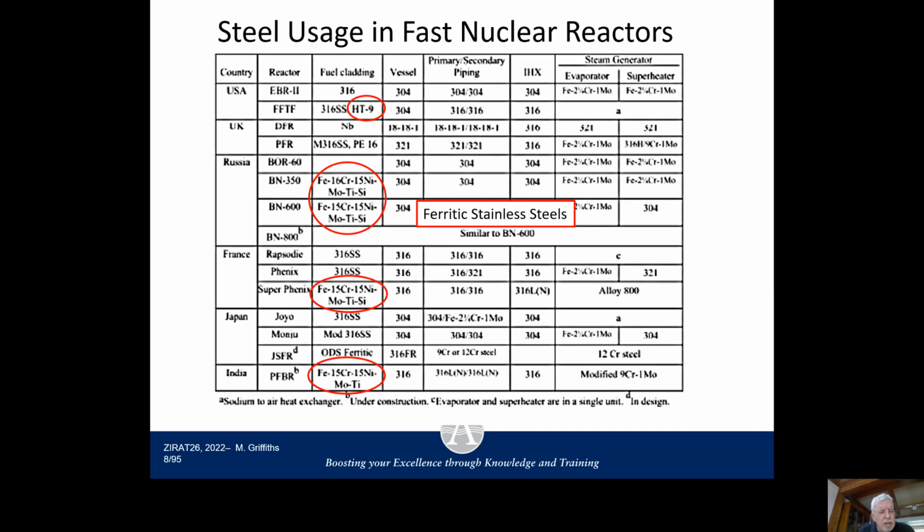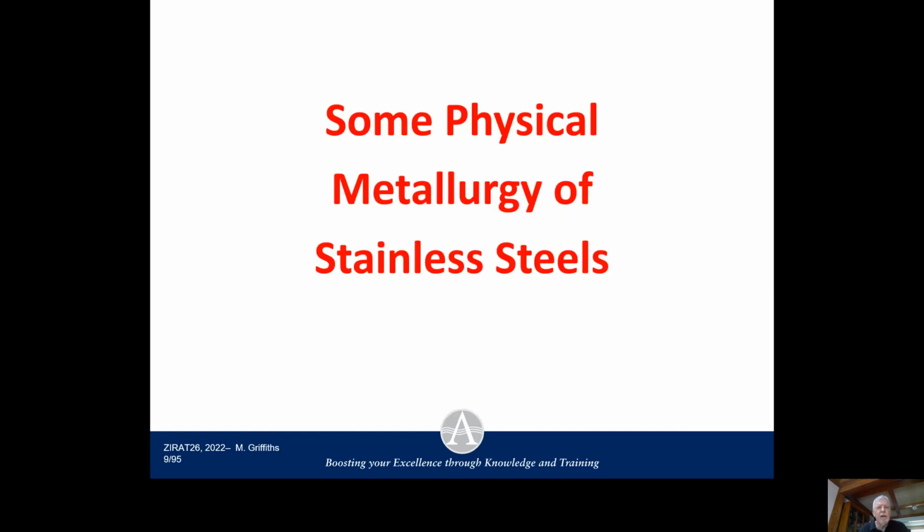So whether you're talking about a fast reactor or a Gen 4 reactor, we're generally thinking in terms of high temperature operation. And under those circumstances, the ferritic steels are perfectly sound. And there's no concern with low temperature embrittlement. Or I should say less concern. So let's move on and talk about some physical metallurgy of stainless steels.